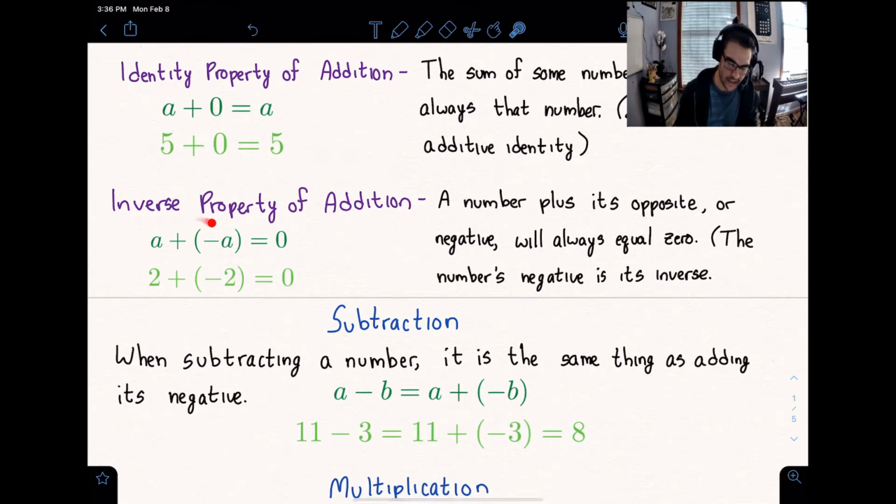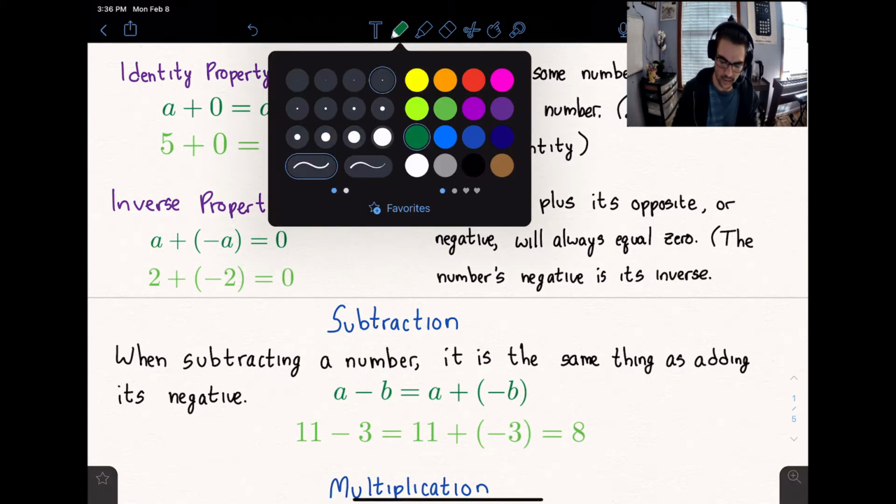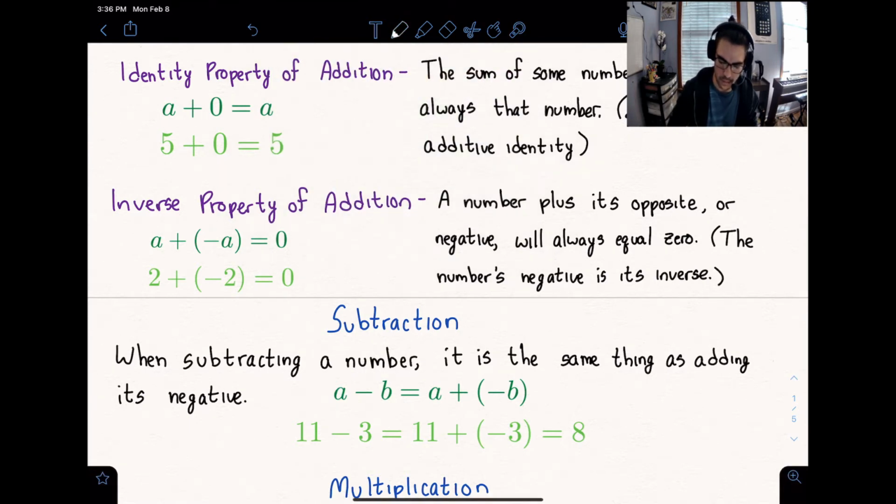Next we're going to look at the inverse property of addition, and this is my last of the addition properties. The inverse property of addition is defined as a number plus its opposite or negative will always equal 0. And I forgot to put a little parenthesis here, but the number's negative is its inverse. So here's an example with variables and another example with numbers. a plus negative a is 0. Negative a is the additive inverse of a.